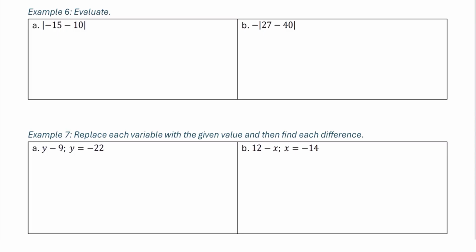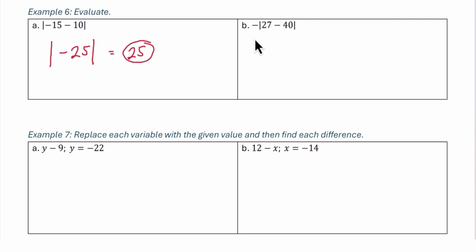Next, let's evaluate. We have the absolute value bars. We need to simplify inside the bars first. Negative 15 minus 10 becomes negative 25. And remember, when a number is inside the absolute value bars, it simply becomes positive.